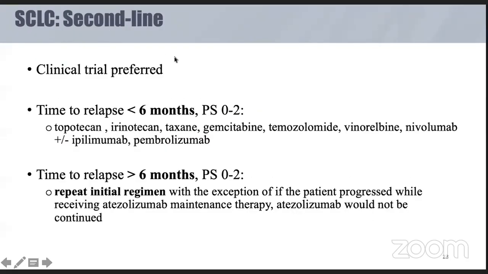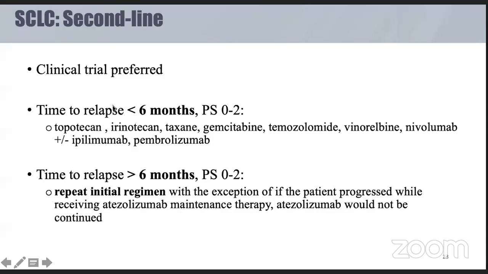For second line, what do we mean by second line? Second line is if we have a patient who failed the previous line, like the chemo that we discussed in the previous slide. We need to know the timing. The first option will be clinical trial. The other options, we need to know how much time there is between completing the previous line, or the first line, and the disease recurrence.